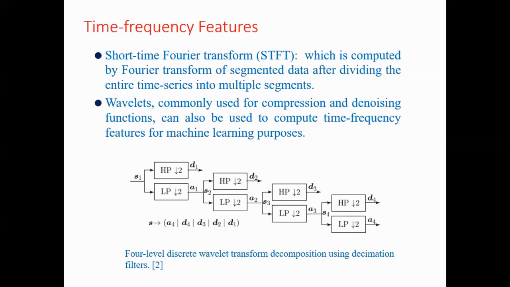In time frequency features, whatever we previously calculated, the mean, median, those kinds of things, are suitable for stationary data. But for non-stationary data, where statistical properties may vary and do not hold, there one technique used is the short time Fourier transform, which is computed by Fourier transform of segmented data after dividing the entire time series into multiple segments. So for each segment you will apply the FFT or DFT.